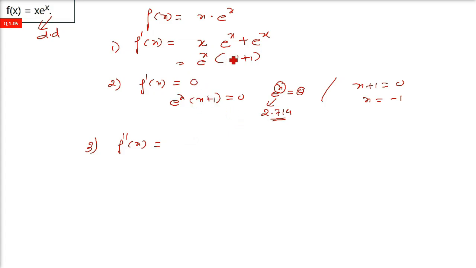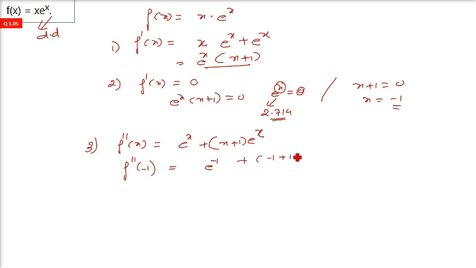So what do we get? e raised x times (x plus 1) was the first derivative. We are going to get the second derivative. Again, this derivative is quite clear to you. Just use the product rule to get f double dash x. So this x is to be replaced by negative 1. We are going to check the sign of the double derivative at the critical point, which is negative 1.